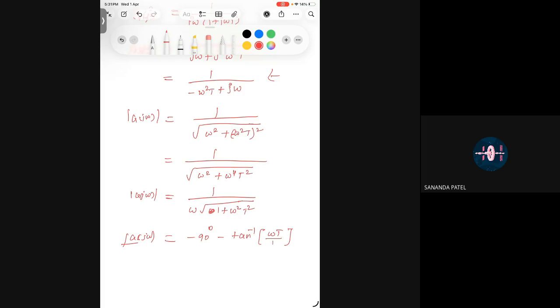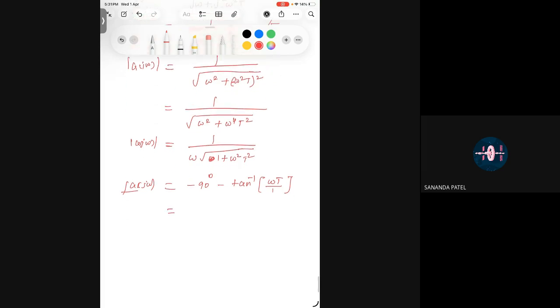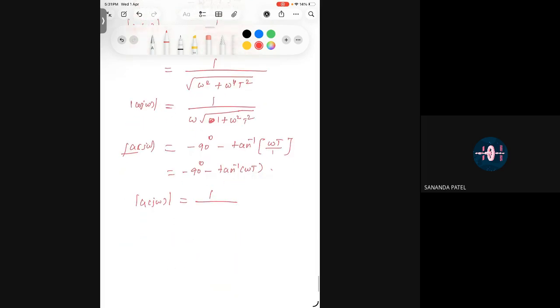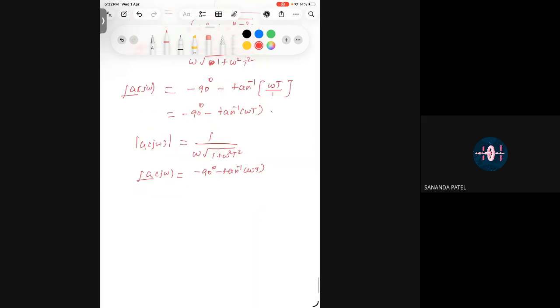Right, 1 by omega has been taken outside, so it is omega t by 1. So the overall angle would be minus tan inverse of omega t. Fine. Now my magnitude is 1 by omega root of 1 plus omega square t square. My angle of G(j omega) is equal to minus 90 minus tan inverse of omega t. Now, when omega equals 0, my magnitude would be anything by 0, infinity.